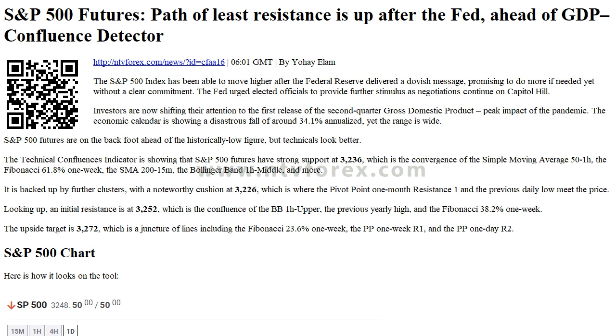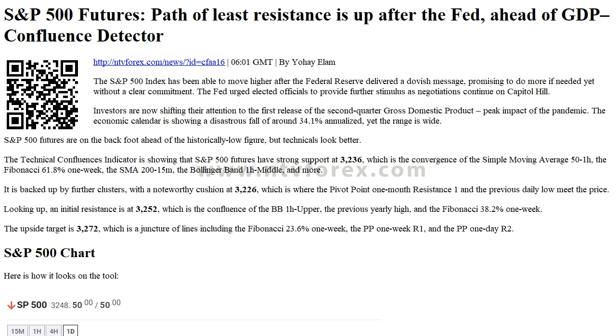The technical confluences indicator is showing that S&P 500 futures have strong support at 3,236, which is the convergence of the simple moving average 5 1H, the Fibonacci 61.8% 1 week, the SMA 2 15M, the Bollinger Band 1H middle, and more. It is backed up by further clusters, with a noteworthy cushion at 3,226, which is where the pivot point 1-month resistance 1 and the previous daily low meet the price.